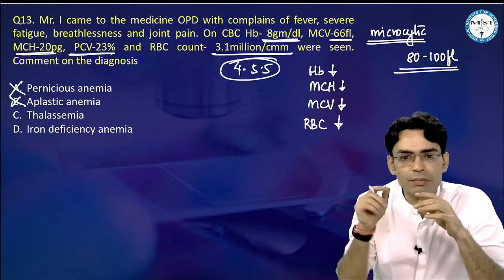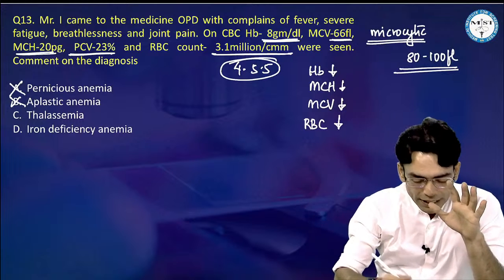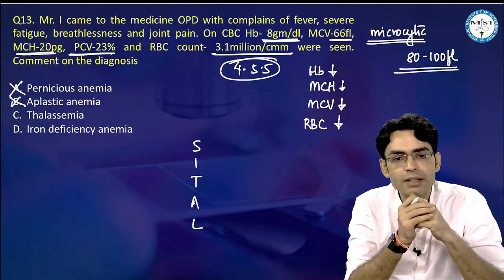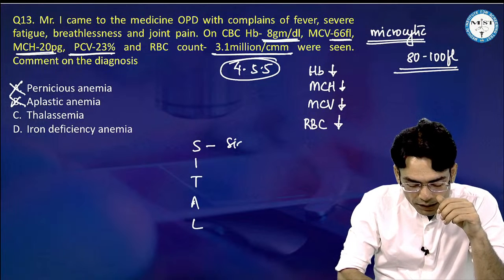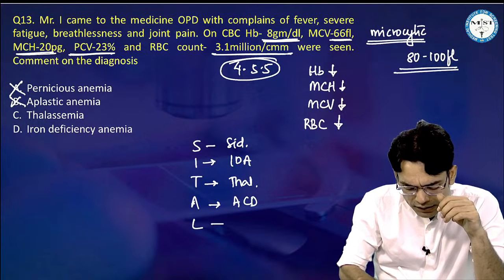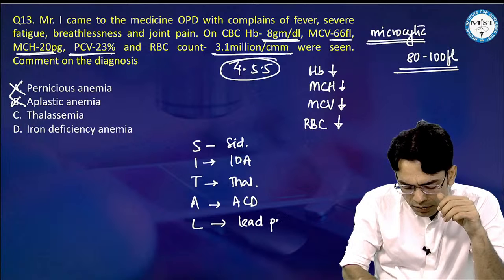Thalassemia and iron deficiency, because I'm saying microcytic anemia here. For microcytic anemia we read a mnemonic, right? What is S? Sideroblastic. I is iron deficiency. T is thalassemia minor. A is anemia of chronic disease, and L is lead poisoning, right?